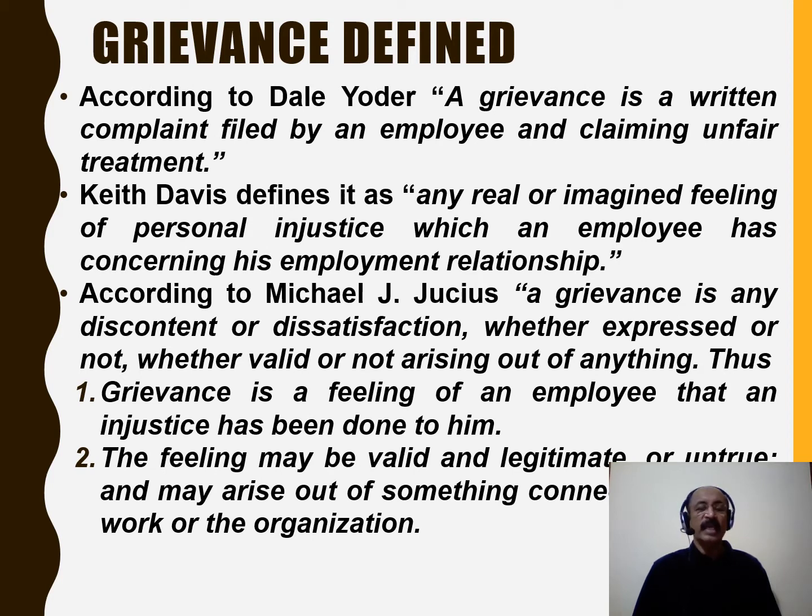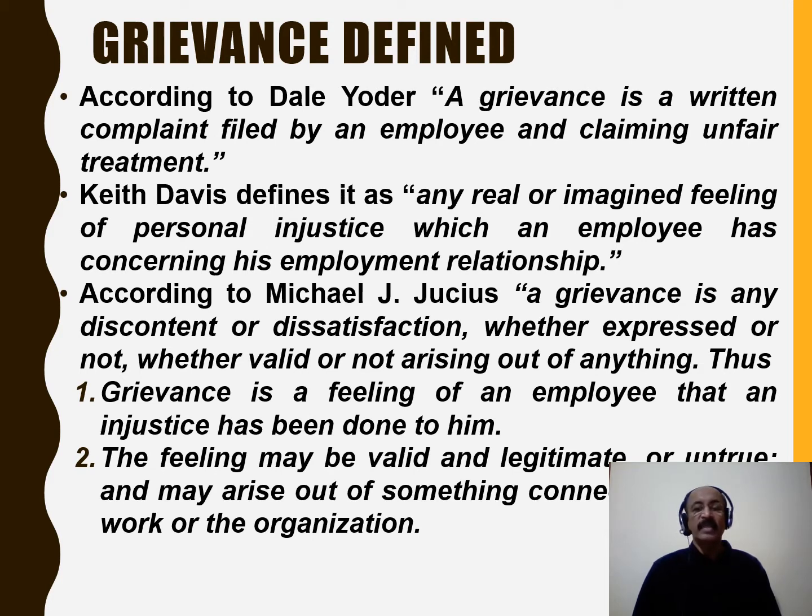According to Michael J. Jucius, a grievance is any discontent or dissatisfaction, whether expressed or not, whether valid or not, arising out of anything. Now, this is actually the better definition as far as grievance is concerned, because it says that any grievance is a discontent or a dissatisfaction. Discontentment may not be expressed, dissatisfaction may be expressed, whether expressed or not. Whether valid or not, it may not be valid also, arising out of anything. Anything can become a grievance.